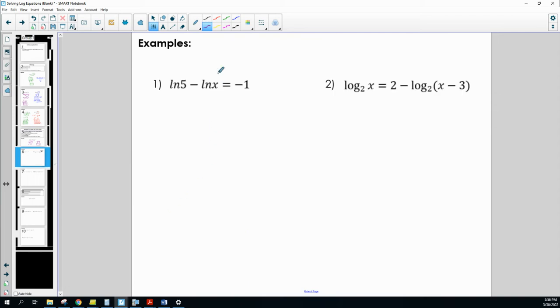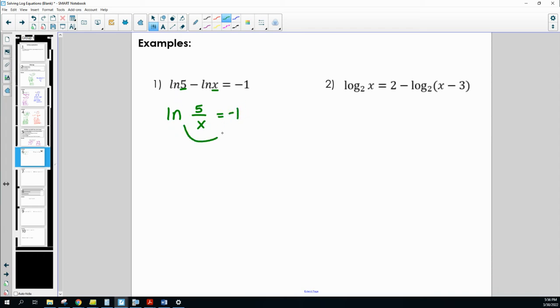Okay, let's look at a couple other examples. So ln of 5 minus ln x equals -1. The logs are already together on the same side, so we're going to condense these. We can see that there's a subtraction sign, so we are going to change it and make this division. So we're going to divide the 5 and the x, and that's equal to -1.